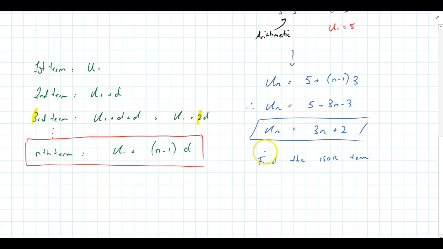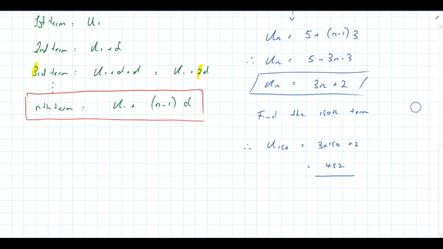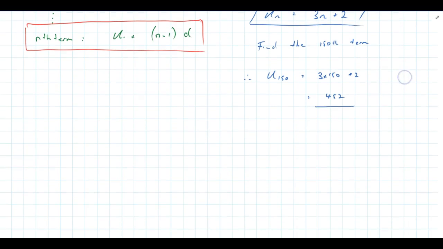And so we go and find the 150th term, so therefore u150. n representing the term number is 3 times 150 plus 2, which is 452. So the 150th term is 452. Okay, let's move on to geometrics.